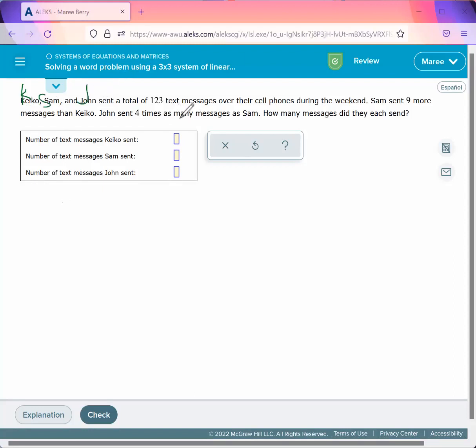So they sent a total of 123 text messages over their cell phones during the week. So we're going to do K plus S plus J. This is how many cell phone text messages they sent. If we add them all up, we'll get 123. Sam sent 9 more than Kiko. So we'll do Sam equals Kiko's number plus 9. John sent 4 times as many messages as Sam. How many messages did they each send?